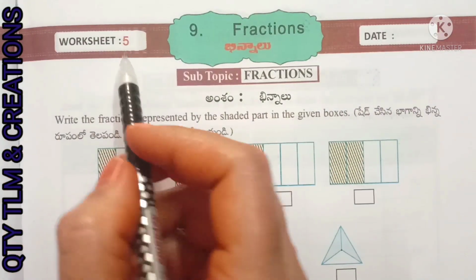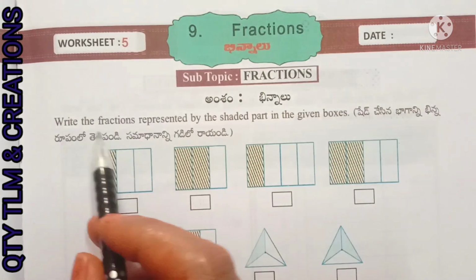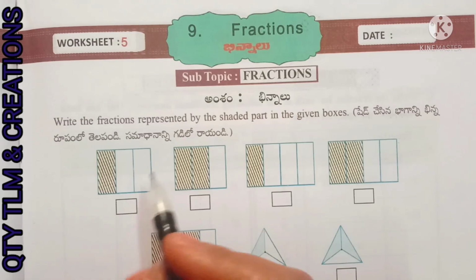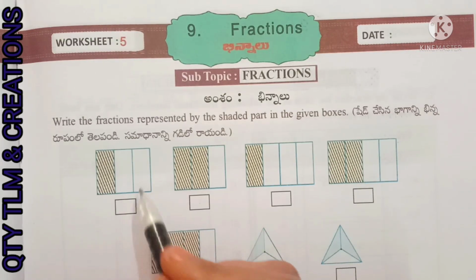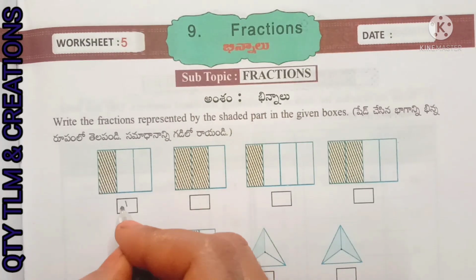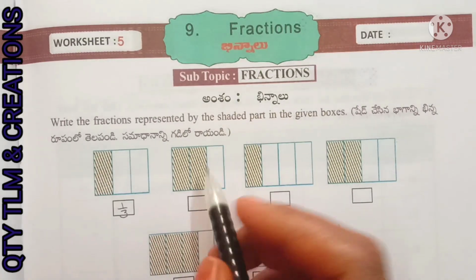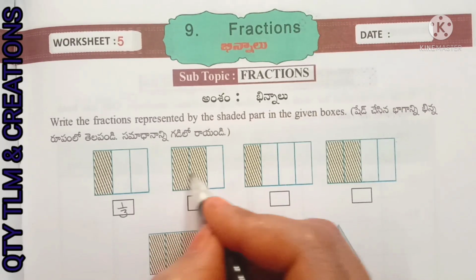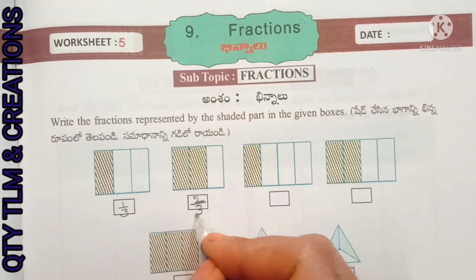Next worksheet number 5. Subtopic fractions. Write the fractions represented by the shaded part in the given boxes. Here this box is divided into 3 parts. So shaded part is 1. So 1 by 3. This rectangle is divided into equal parts. Shaded parts are 2. So 2 by 3.